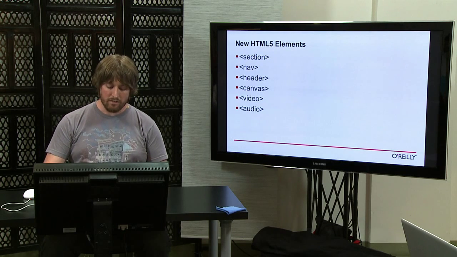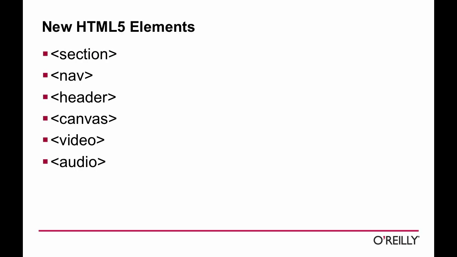So with HTML5, we have some great new elements that we can use. We have some semantic elements, such as the section, the nav, and the header, which are great for segmenting out your application in a semantic way. Semantic elements are important because of things like accessibility. It's probably the most important thing.